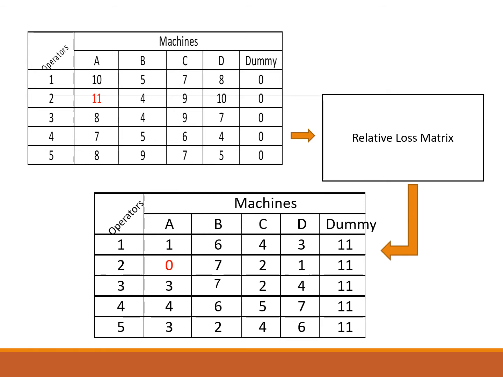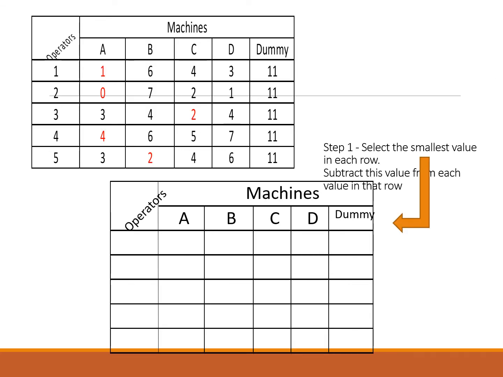So now next, apply the Hungarian method or flood technique. Remember, always step 1 is row subtraction. So select the smallest value in each row and subtract it from each value in that row. In the first row the minimum value is 1. So subtract: 1 minus 1 comes 0, 6 minus 1, 5, 4 minus 1, 3, 3 minus 1, 2, 11 minus 1, 10. Next, for row 2, the minimum is 0, so all values remain as they are: 0, 7, 2, 1, 11.